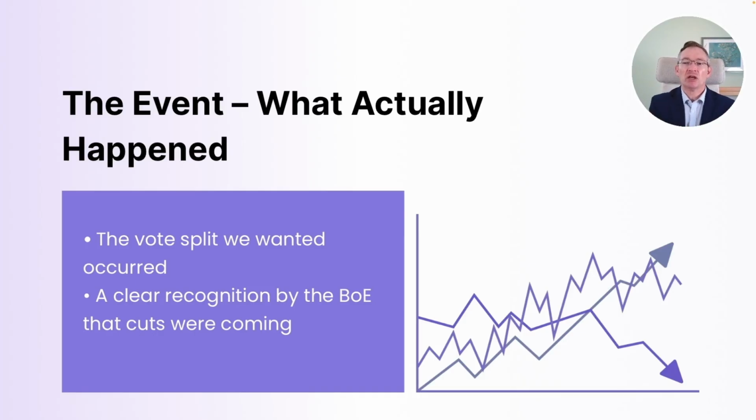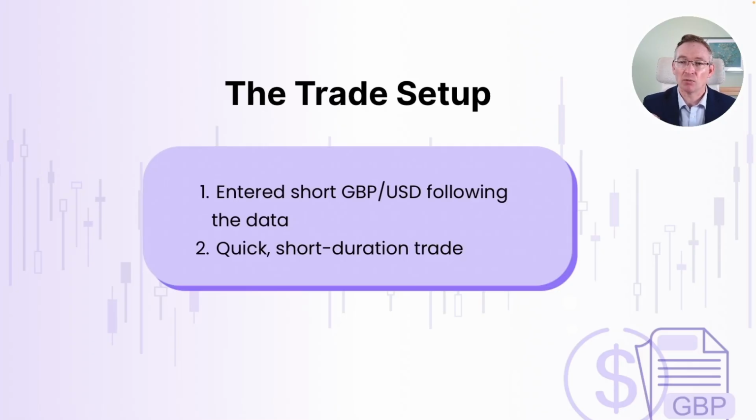So what actually happened? The vote split that we wanted occurred. And that vote split was a clear recognition by the Bank of England that interest rate cuts were coming. And when we looked at the Bank of England data, you could see in the vote split record, more members want a cut. That's what we needed. The opportunity at the time was to go short the pound against the dollar. It was a quick, short duration trade that you can see moved in one direction.